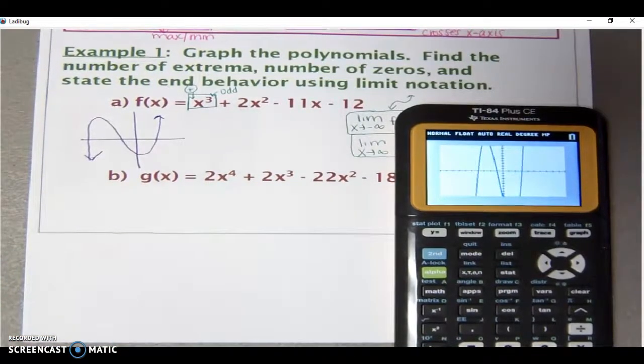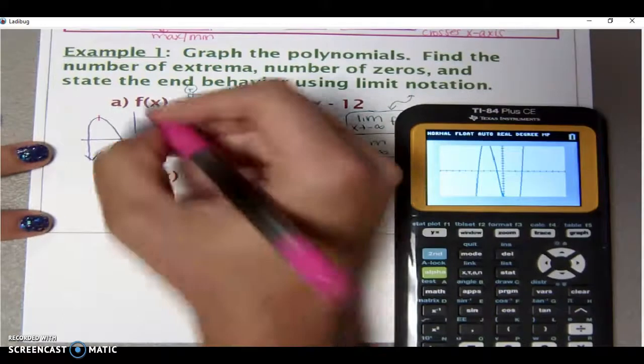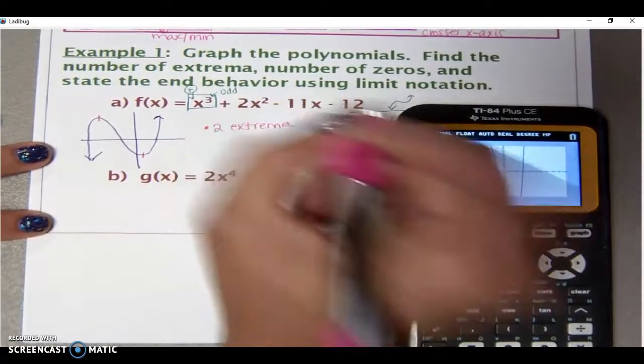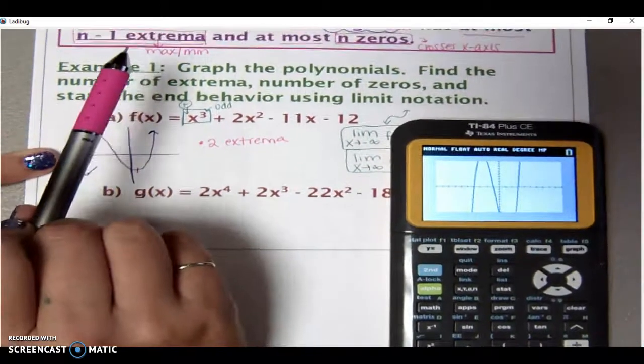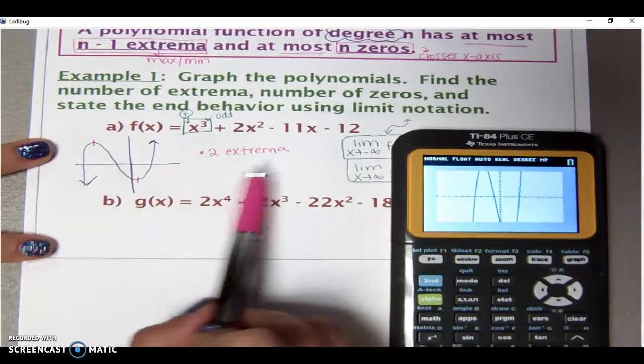Okay. So talking about extrema. Extrema are max and min. You see we have 1, 2 extrema here. Well, this theorem said you can have at most n minus 1 extrema. Our degree was 3 here, so n minus 1 means you could have at most 2 extrema.